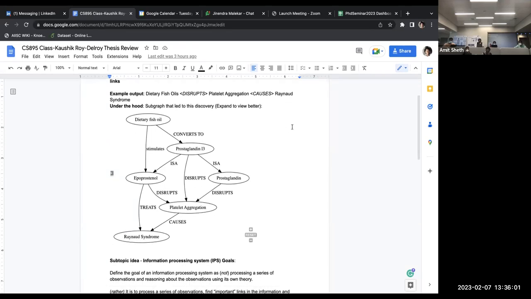How did Delroy make that discovery? You see here the link that was the consensus, that it stimulates a treatment to the disease. But then there are all these other things, that it can be converted to prostaglandin, which can disrupt platelet aggregation and then cause the disease. So how do you figure out something like this? What are the technical challenges? Technical challenge number one is that the subgraph connected to dietary fish oil is probably gigantic. And if you keep going down the is-a rabbit hole, you don't know where to stop, right?